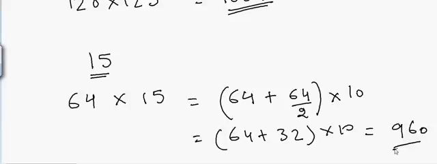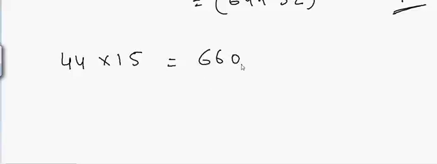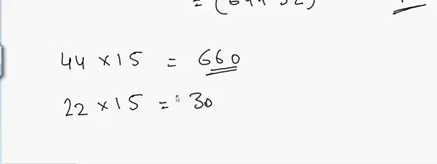Let's do it quickly. Suppose I have 44 and want to multiply by 15. I know that half of 44 is 22, so 44 plus 22 will be equal to 66, and then a 0, so that will be 660. Suppose I want to multiply 22 by 15, that will be equal to 330. And if you want to multiply 66 by 15, that will be equal to 99 and 0.